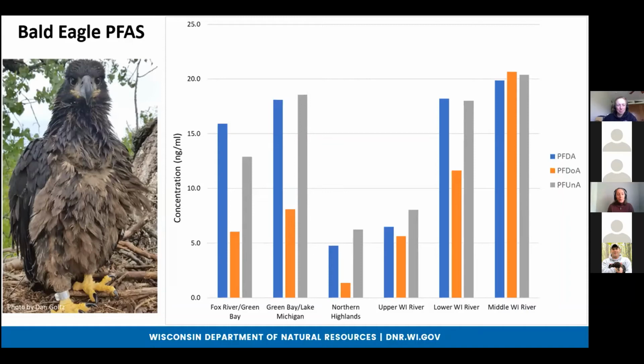And another interesting observation is that the levels of PFDoA mirror almost identically the pattern that we saw with PFOS. Again, we don't really know what the impact of these are, other than that definitely the Wisconsin River eagle populations are being exposed to fairly high levels of these compounds.